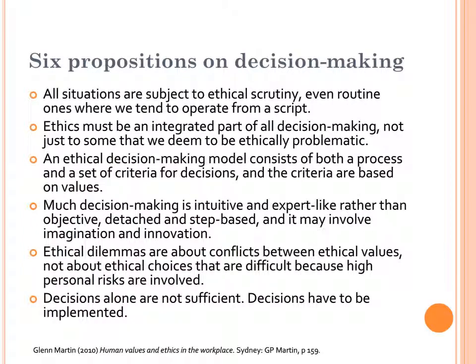And lastly, a summary. After thinking about this question of ethical decision making, I came up with these points that are six propositions about ethical decision making. So it's this. Firstly, to remember that all situations are subject to ethical scrutiny, even routine ones where we tend to operate from a script. Secondly, and it follows from the first, ethics must be integrated into all decision making, and not just to some questions that we deem to be ethically problematic.